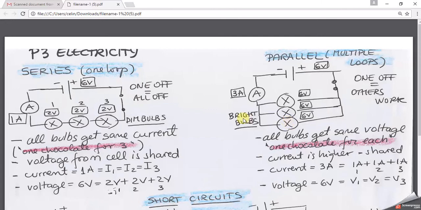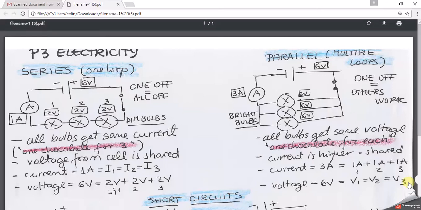Obviously, they will be much brighter bulbs than when they were positioned in a series, because the amount of current going through is much larger. For example, if there are 3 amps going through, the first one gets 1 amp, the second one gets 1 amp, the third one gets 1 amp. There is much more voltage going through. In this situation, if one bulb is off, the other ones will work.